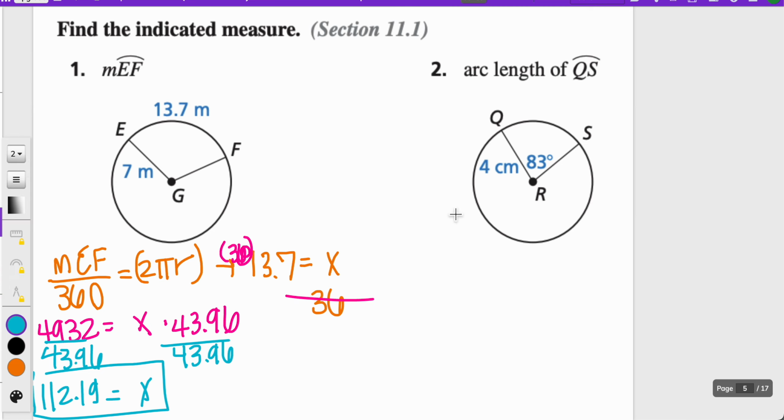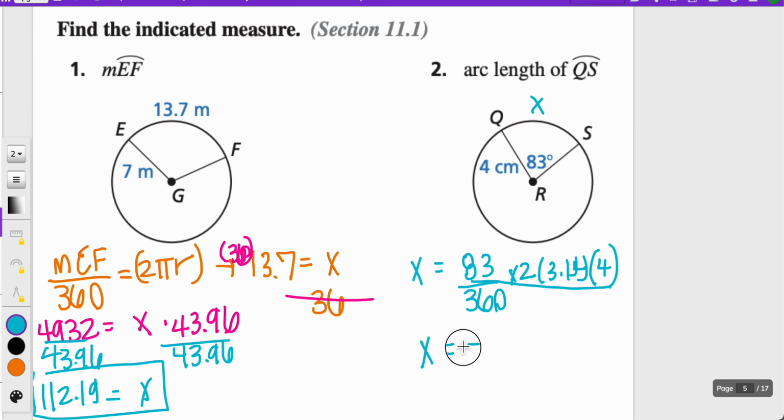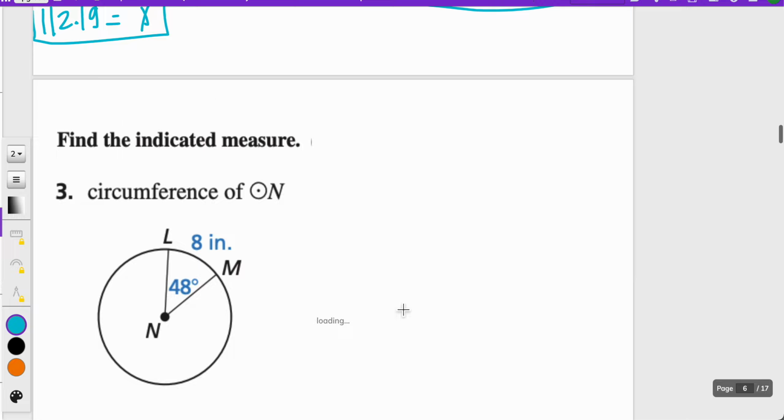This next one, I do know the degrees, but I don't know the arc length. So x is equal to 83 over 360 times 2 times pi, make that look like an x, not a dot, times the radius of 4, okay? Once we do that, I'm just going to multiply straight across, so 83 times 2 times pi times 4, and then divide everything by 360. I'm going to get about 5.79 centimeters, okay?